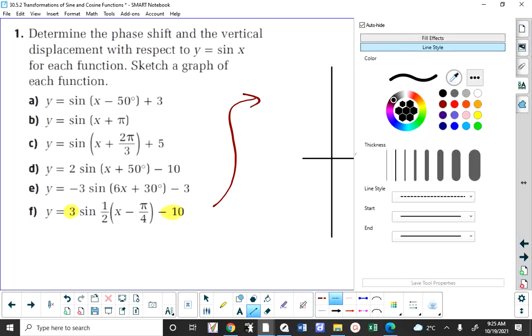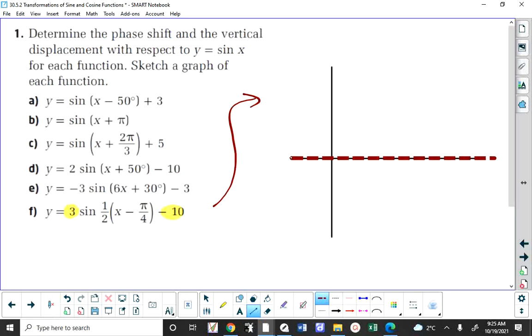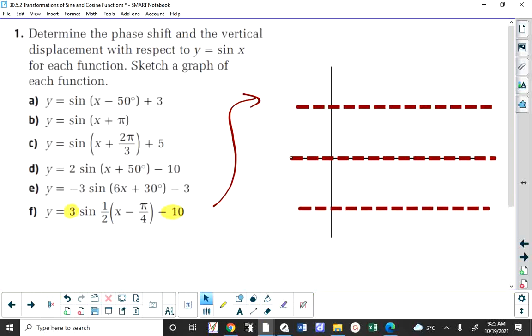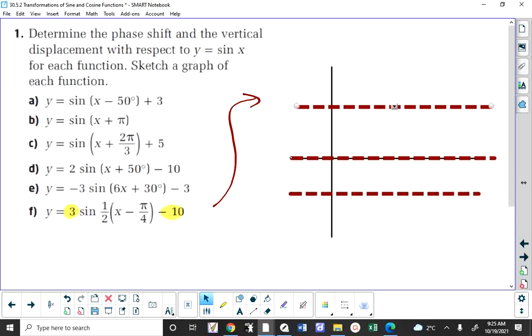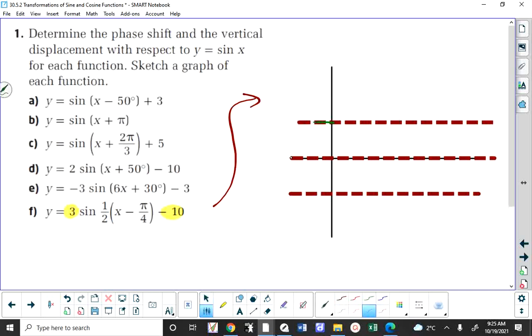When we have y equals sine of theta, the middle is on the x-axis, the maximum is at 1, and the minimum is at -1. And I can mark off some numbers here if you like. We don't have a grid to work with, but I can say that this is 1, 2, 3. This is 0, obviously, the x-axis. This is -1, -2, -3.